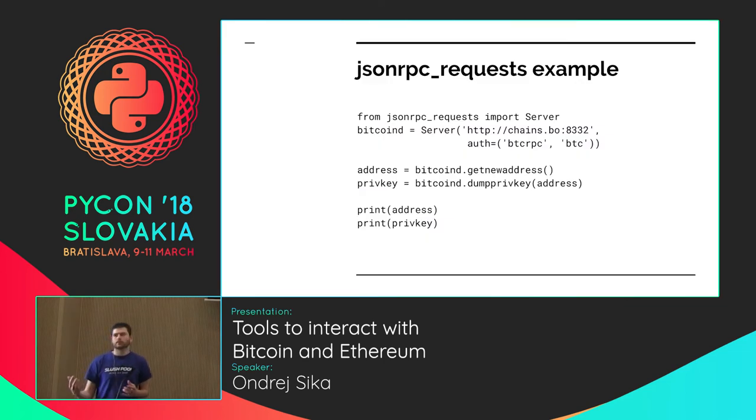But everything you do with JSON RPC requests is on your Bitcoind. You still need the whole blockchain, and any information, like the address you created and the transaction you sent, is stored on the daemon, and it's not really good for securely generating private keys and addresses.